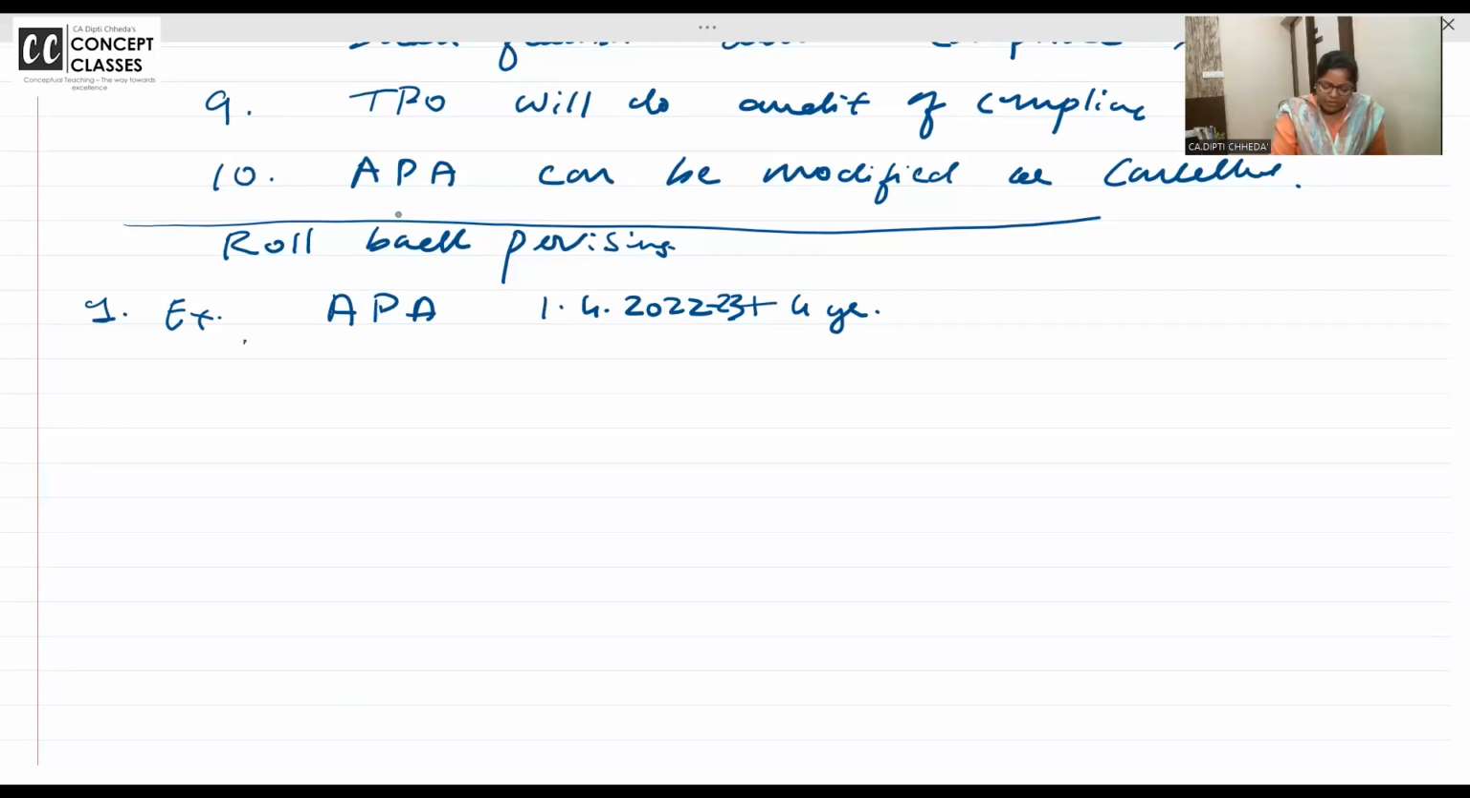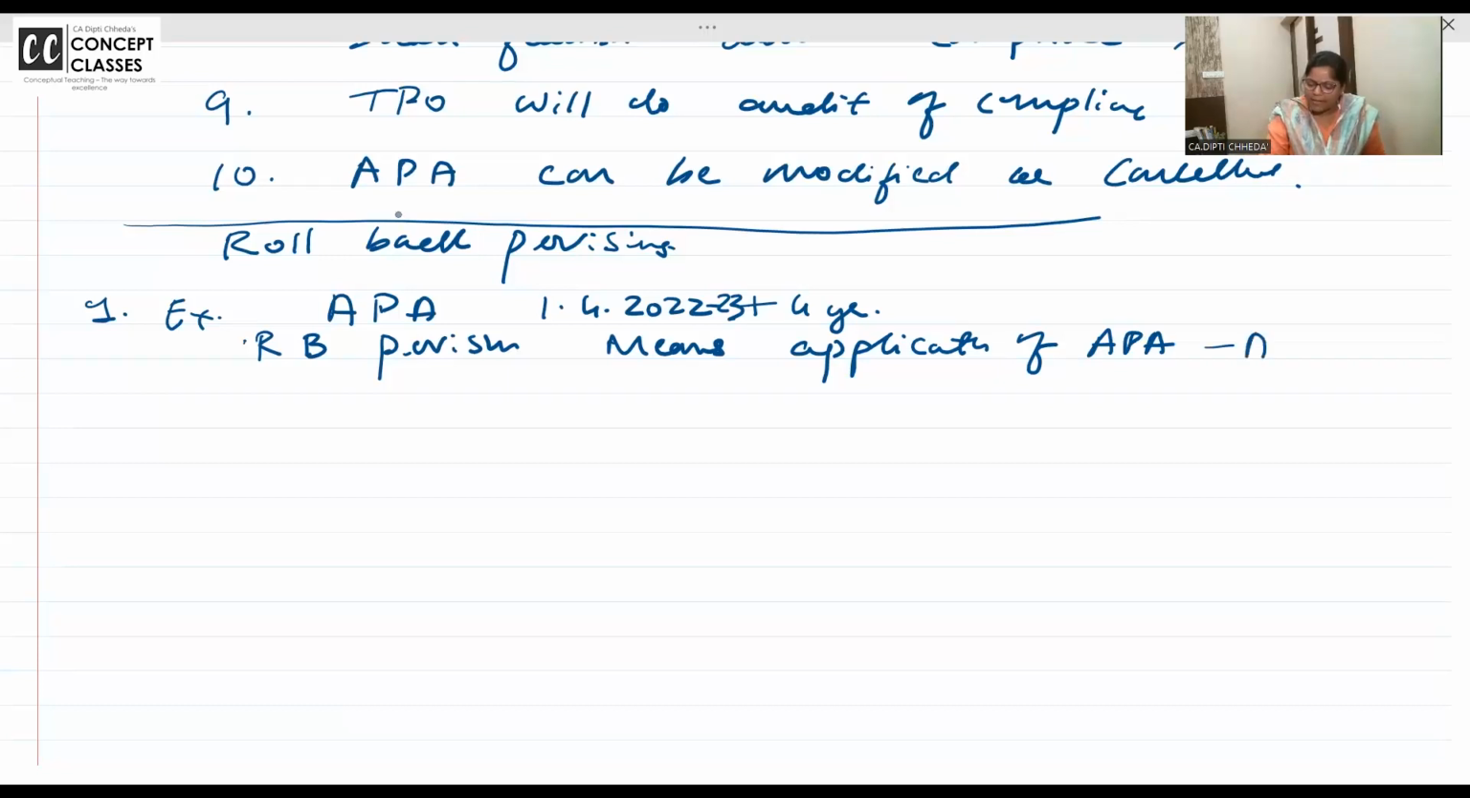Rollback provisions means application of advance pricing agreement के हिसाब से जो आपका ALP आ रहा है, एडवांस प्राइसिंग अग्रीमेंट का जो ALP आ रहा है, to past 4 years.